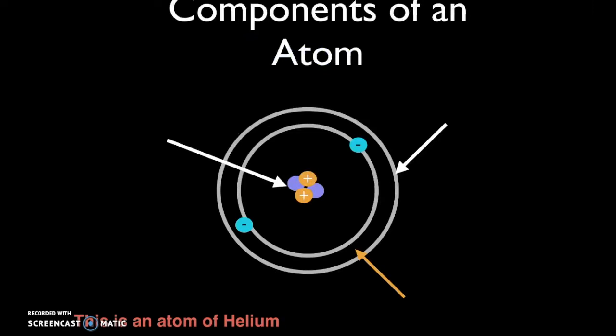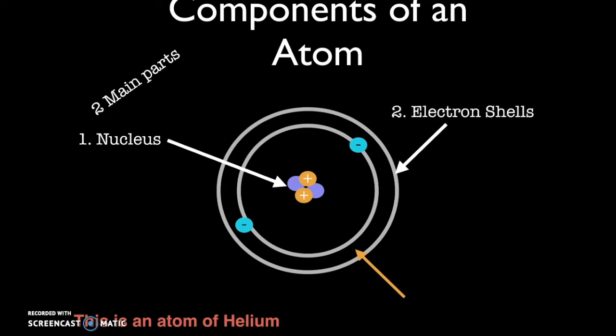Let's first start off by talking about the components of an atom. This is an atom of helium and it has two main parts, just like any other atom. The first main part is our nucleus, and you can see that it is at the center of the atom. Our second main part is our electron shells. Those are rings circling the nucleus on the outside. One thing I do want you to note is that between our electron shells, there is lots of empty space.